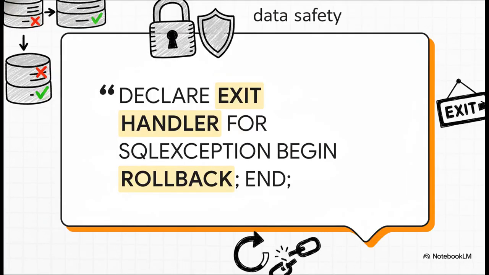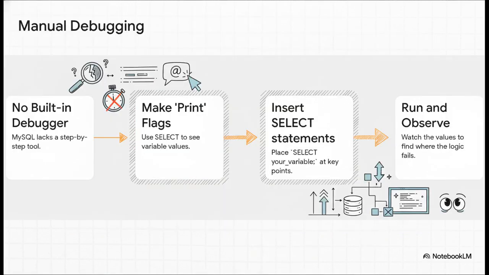And this right here, this is probably the most important safety pattern you will ever write. This handler says if any kind of SQL error happens, I want you to exit the program and, this is the crucial part, roll back the transaction. That means it undoes every single change you've made so far. This isn't just a safety net, it's an all-or-nothing guarantee that keeps your data consistent and predictable. It's a lifesaver.